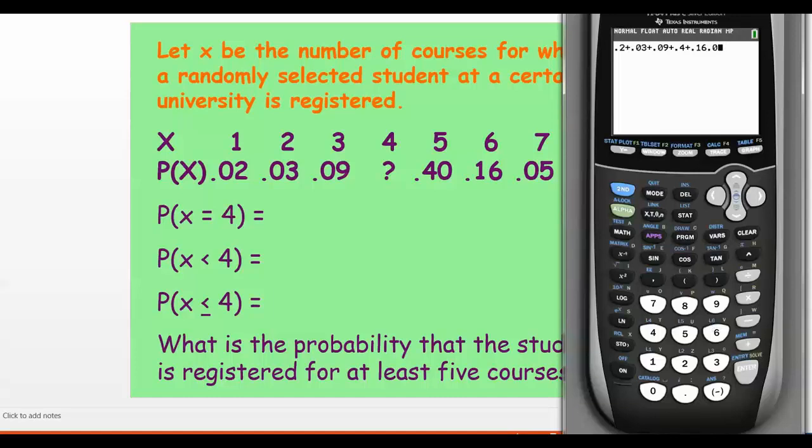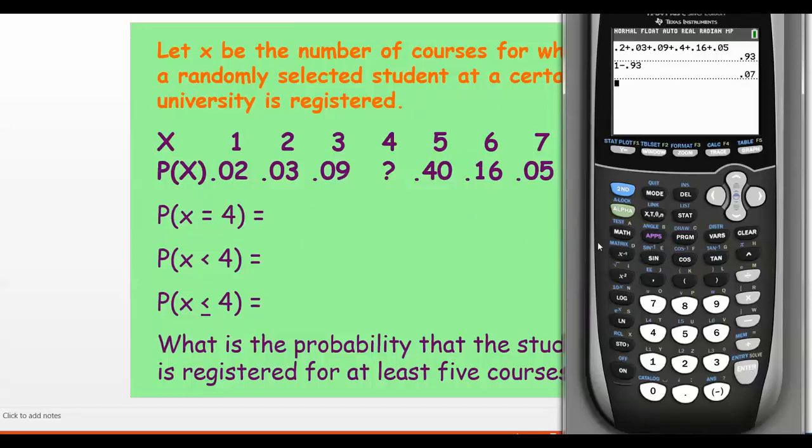Oops. Let's see, 0.16 plus 0.05. Okay, so then I hit enter and I get 0.93. Okay, so what's missing? That would be 1 minus 0.93. I know it's 0.07, but some people need to see that. Anyways, so we got 0.07 for the missing number.